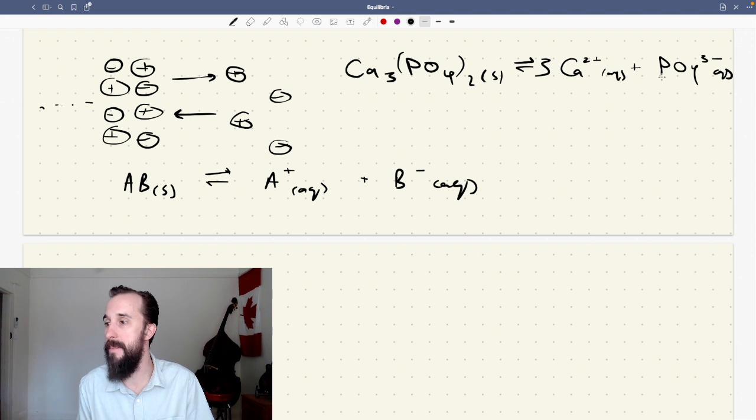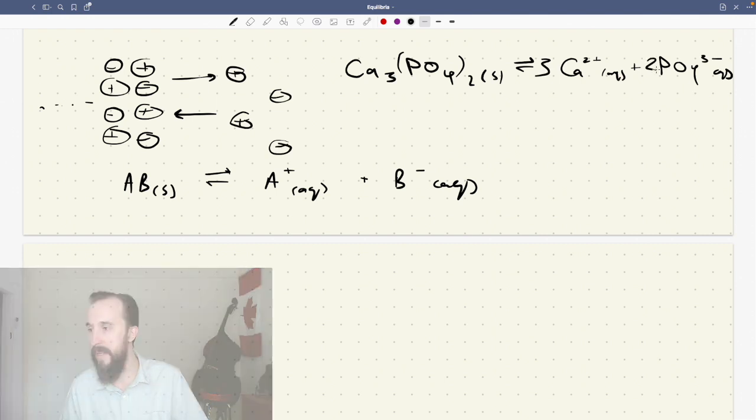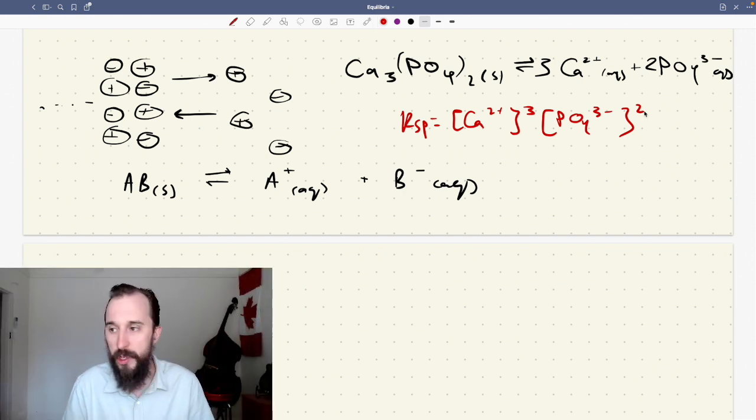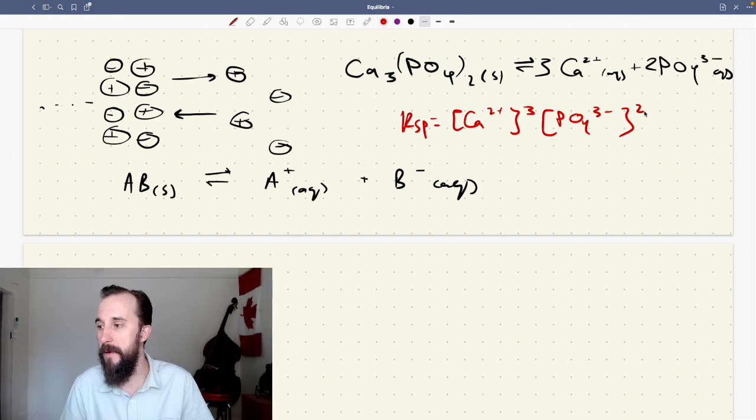So we're gonna have 3 of them, we're gonna have 2 of them. So look, to write an expression for the solubility product here, our KSP is going to be equal to the concentration of calcium 2+ to the power of 3, raised to its stoichiometric coefficient, multiplied by the phosphate ion raised to the power of 2. So that there is our equilibrium expression for this calcium phosphate.